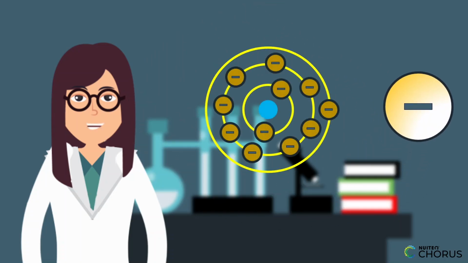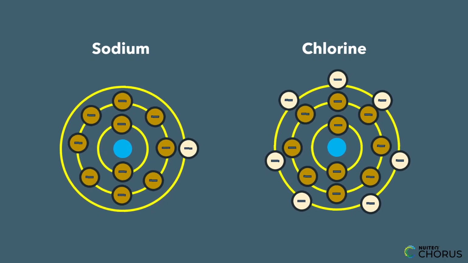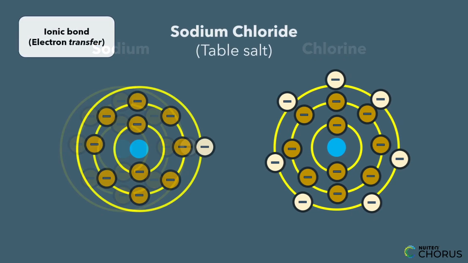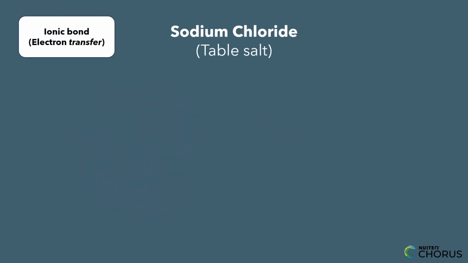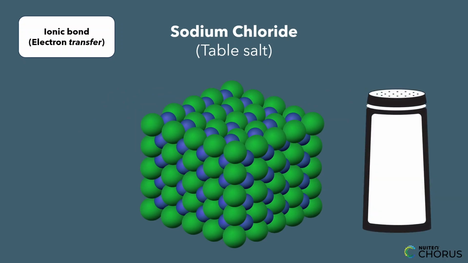Let's do this. Here's sodium with one lonely valence electron, and chlorine with 7 valence electrons, almost a full outer shell. Sodium is eager to give its electron away, and chlorine can't wait to grab it. When they meet, boom! Opposites attract and we get an ionic bond. Sodium becomes positive, chlorine becomes negative, and together they form sodium chloride, table salt.